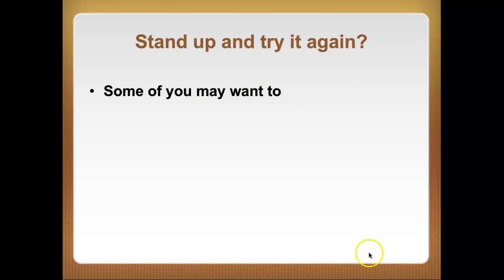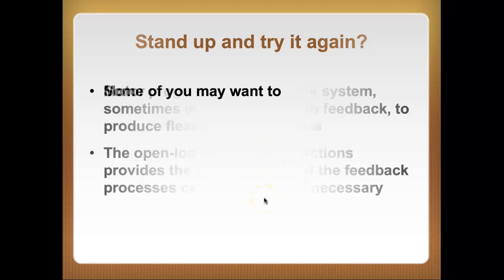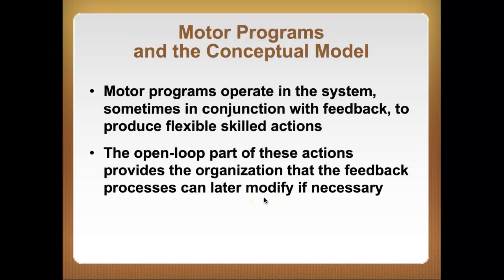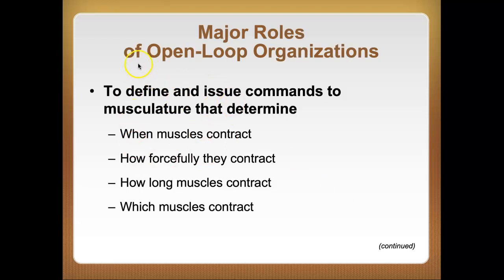1, 2, 3, go. So they call this the conceptual model of programs here. Motor programs operate in a system in conjunction with feedback, generally speaking, producing flexible skilled actions. So the open loop part of these actions provides an organization that the feedback process can later modify if necessary. So if it doesn't work, they try it again, and they try to make those little changes.